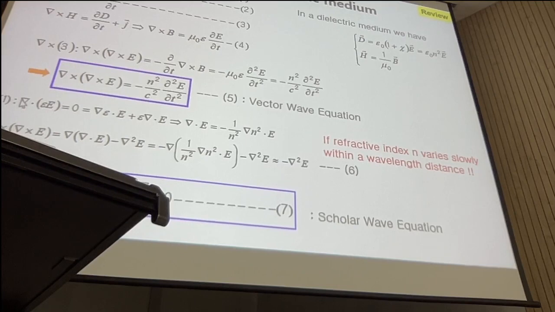and the condition is when divergence of epsilon times E is 0, that is gradient of epsilon dot product E vector plus epsilon divergence of E. That means divergence of E, if I replace epsilon with epsilon 0 times n square, is 1 over epsilon times gradient of epsilon dot product E. So divergence E is equal to minus 1 over n square gradient of n square dot E.